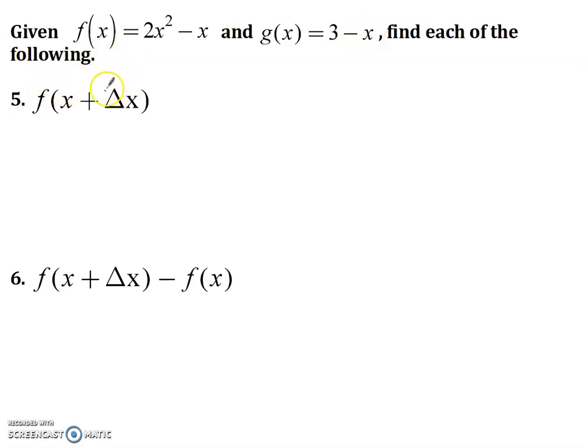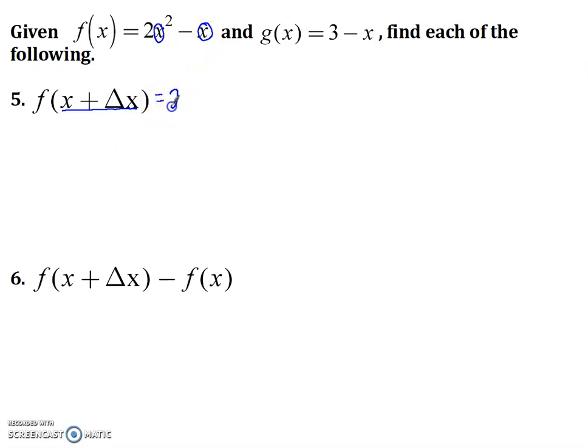So f of x plus delta x. This little triangle means delta. It's like the change in x. So what that means is, everywhere you have an x in the equation, you get rid of it and replace it with the x plus delta x. Like if I said find f of 2, like what we just did on the previous examples, you would get rid of the x and replace each of them with the 2.